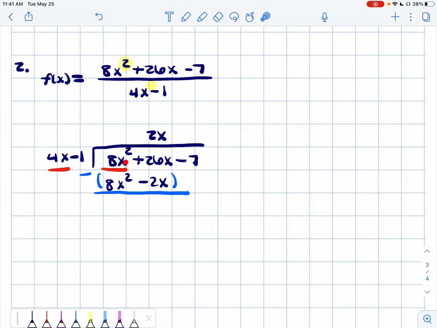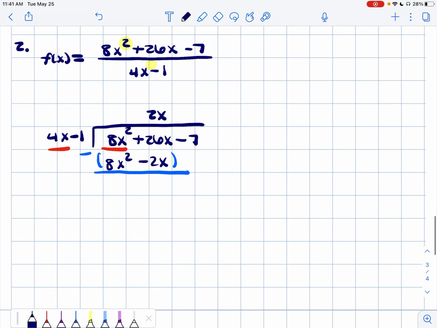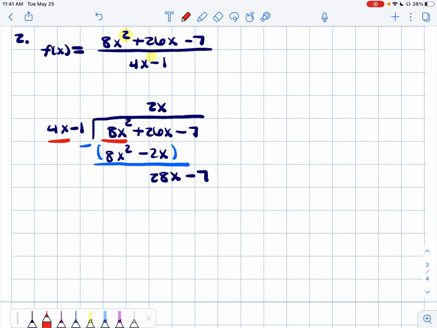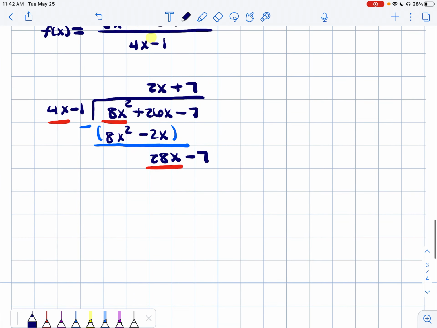So 8x squared minus 8x squared, those are going to cancel out. And then we'll have 26x minus a negative 2x would give us a 28x, and then minus 7. Okay. All right, do it again. So what do we need to multiply a 4x by to get a 28x? Of course, the answer is 7. So plus 7 goes in our quotient. And then multiply 7 by 4x minus 1. So that would give us 28x minus 7.